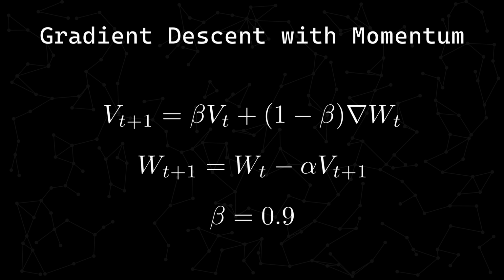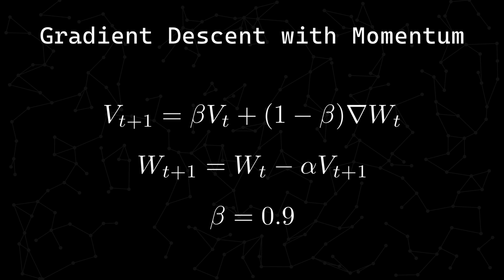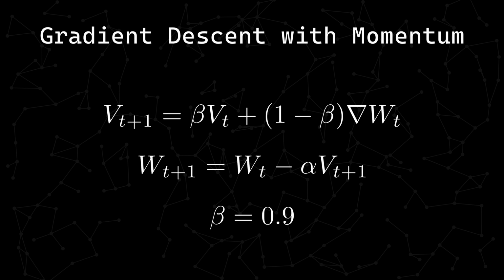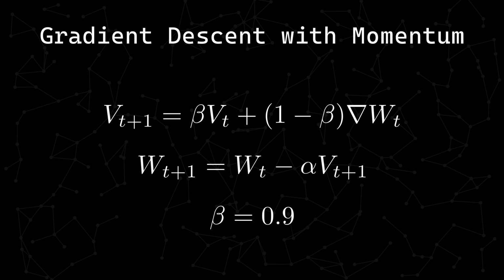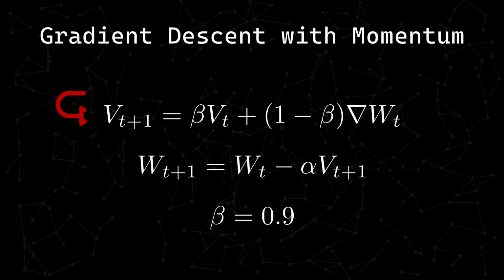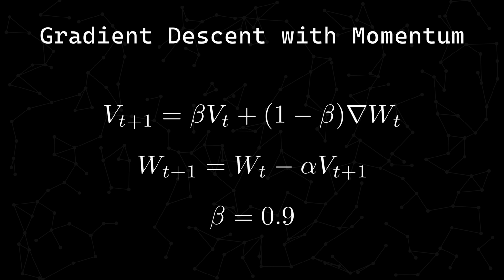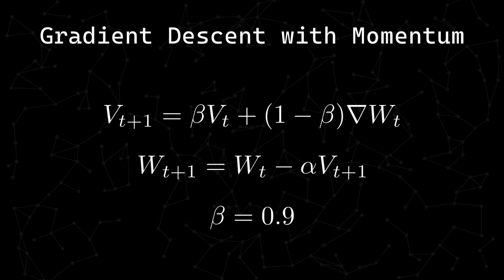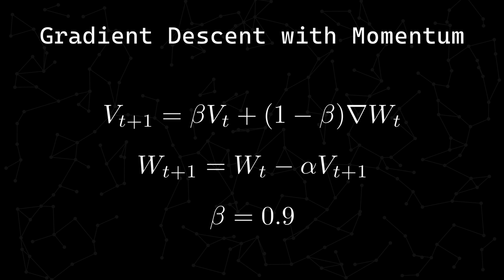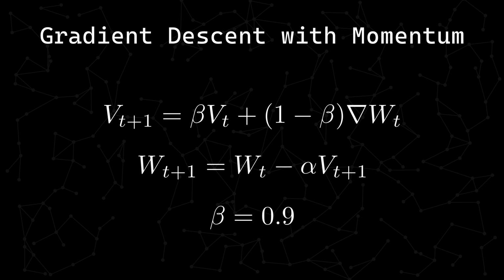Momentum is implemented mathematically by adding a portion of previous gradients to the current one before updating the parameters. We introduce a new term V, which you can think of as velocity, and a beta hyperparameter, which controls how influential past velocities will be in the current update. It's common for beta to be 0.9. A beta of 0 would result in vanilla SGD.